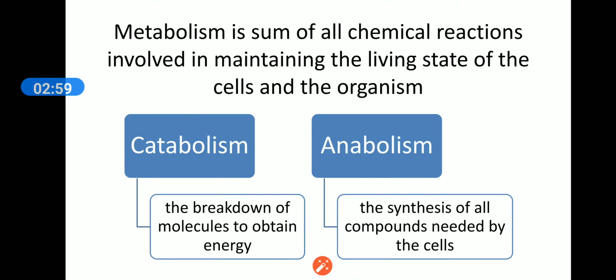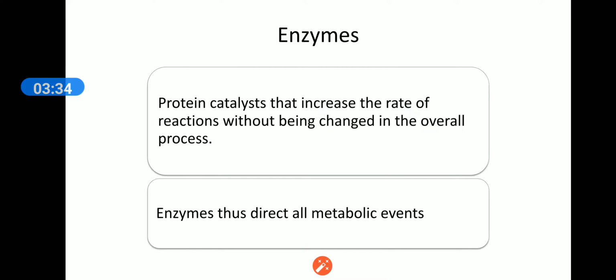There are millions and trillions of spontaneous reactions happening in our body to maintain the normal physiology of the body, means the homeostasis. So metabolism is the sum of all chemical reactions involved in maintaining the living state of cells and organisms. Metabolism is grossly divided into catabolism and anabolism. So after brief discussion of catalyst and metabolism, now we come to the main topic, which is enzymes.